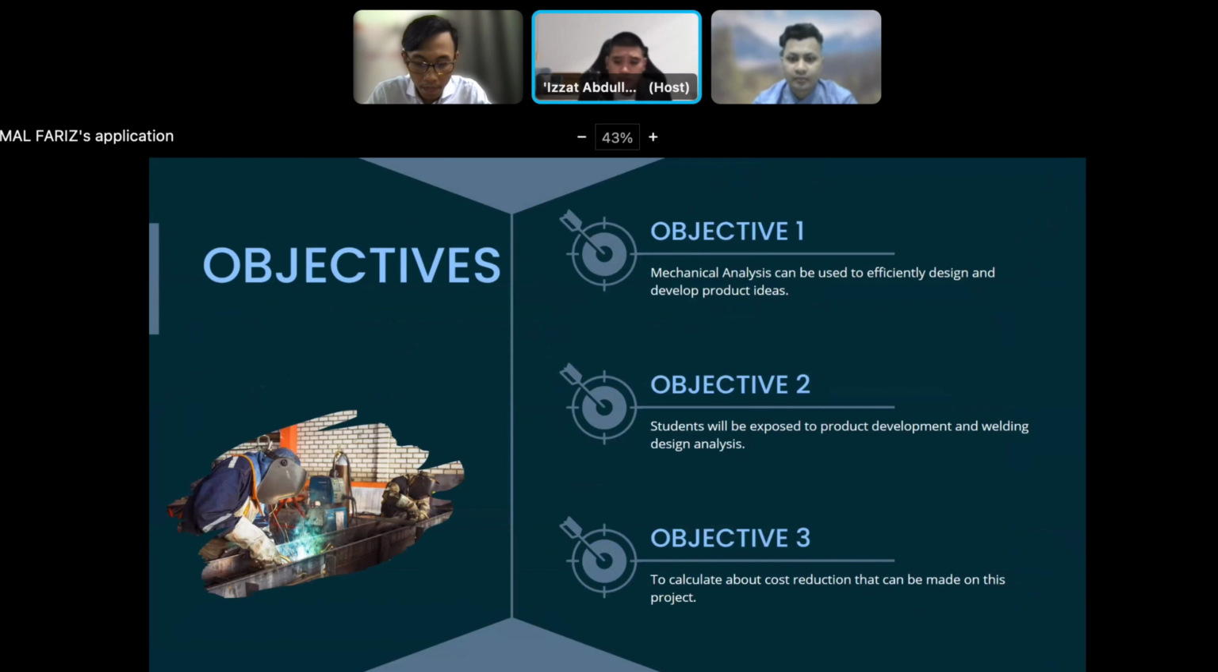The objective of this project is, first, mechanical analysis can be used to efficiently design and develop product ideas. Second, students will be exposed to product development and welding design analysis. And the third one is to calculate the cost reduction that can be made on this project.